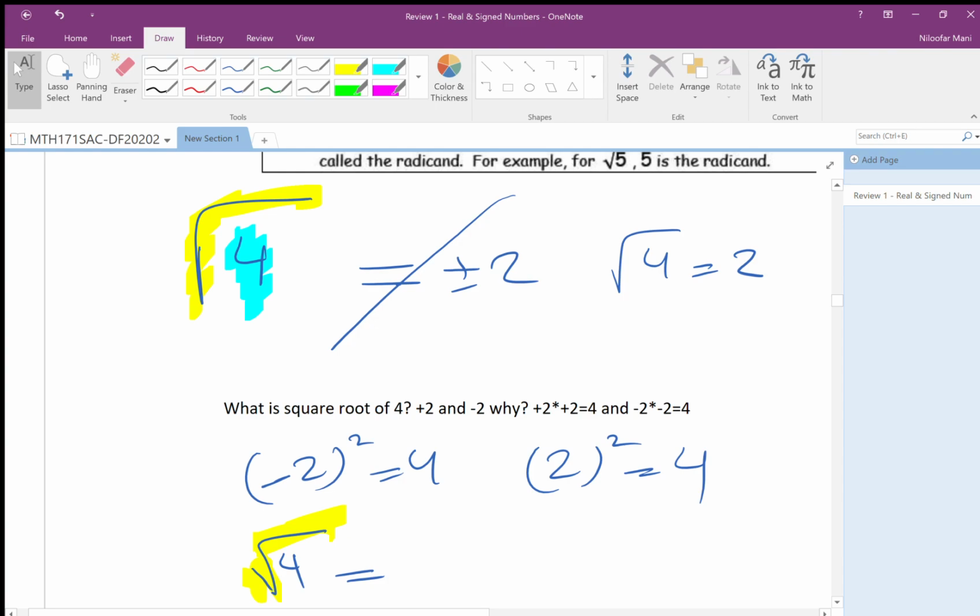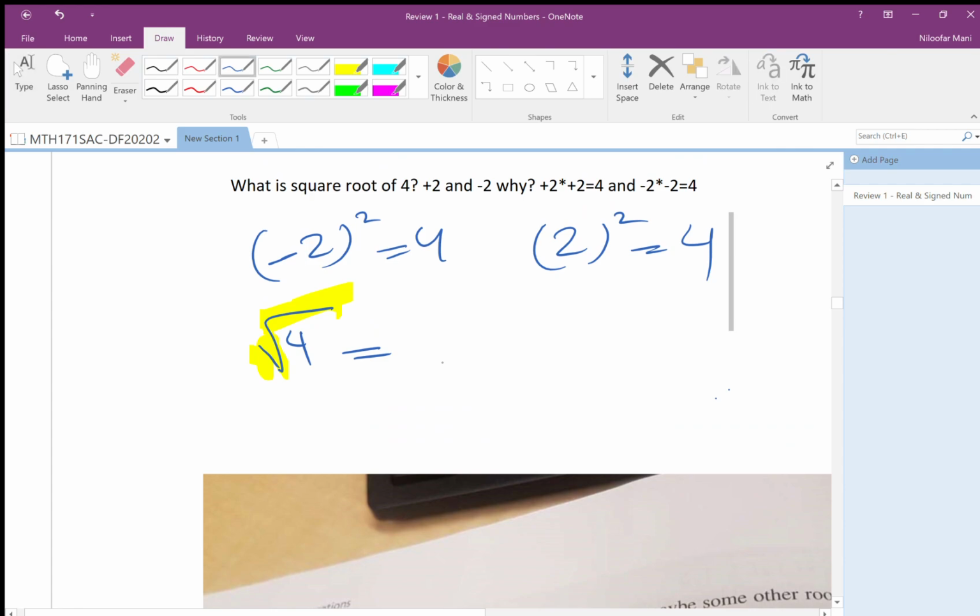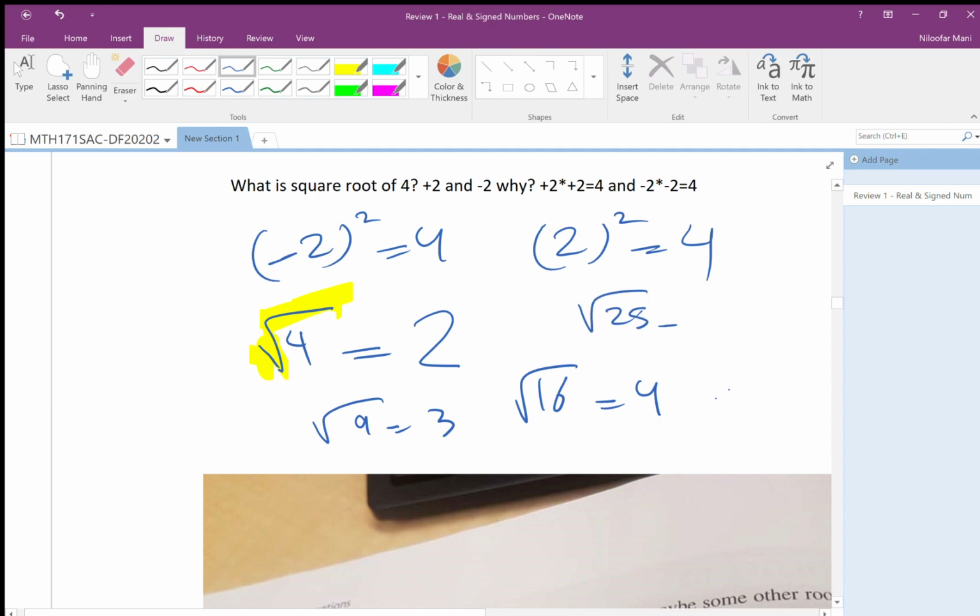I understand that minus 2 squared is 4, and 2 squared is also 4. Both of them are 4. If I ask you what the square root of 4 is, yes, you can say plus or minus. But when I say radical, the answer is positive. That's why, when you use your calculator, radical 4 is 2, radical 9 is 3, radical 16 is 4, radical 25 is 5, and you can go on.